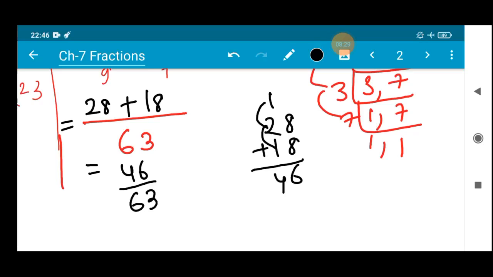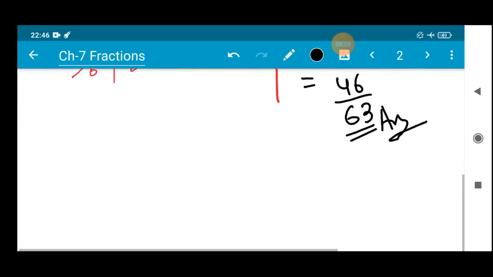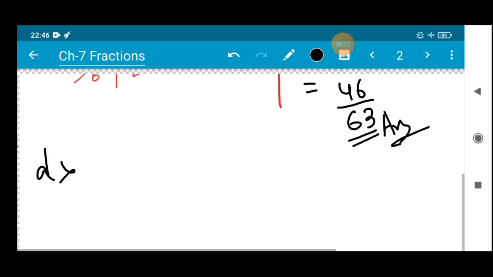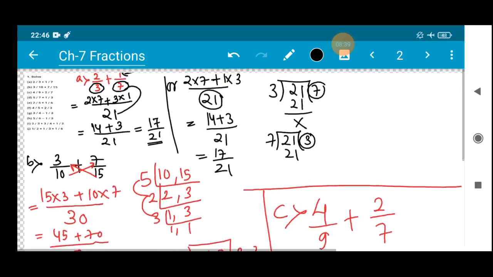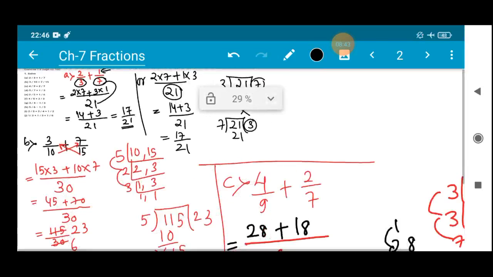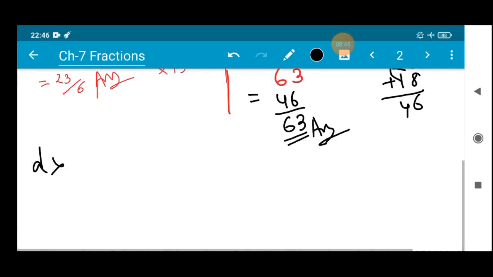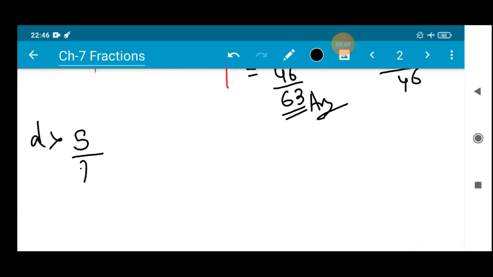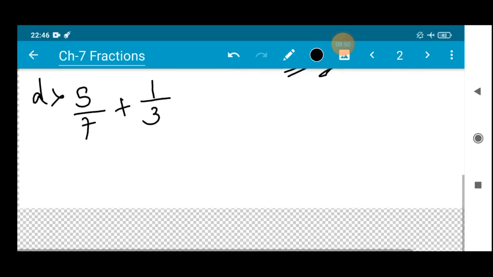Can you divide 46 and 63? No. So let us keep it like this. This will be the value. Alright, now let us solve question number D. Question number D we have here is 5 by 7 and 1 by 3.